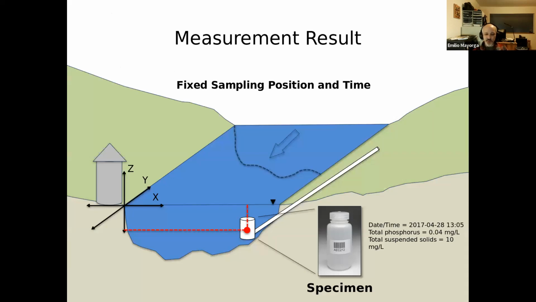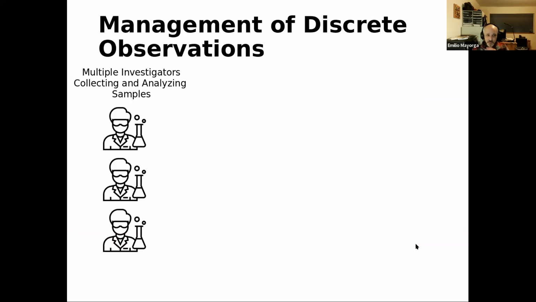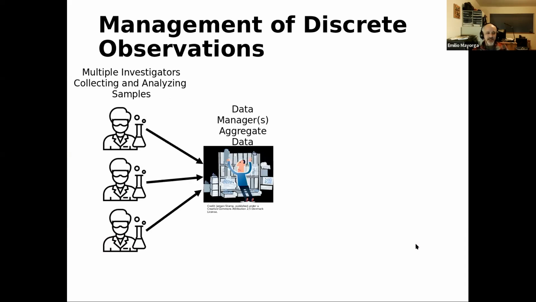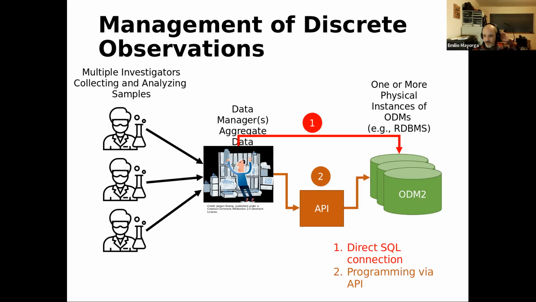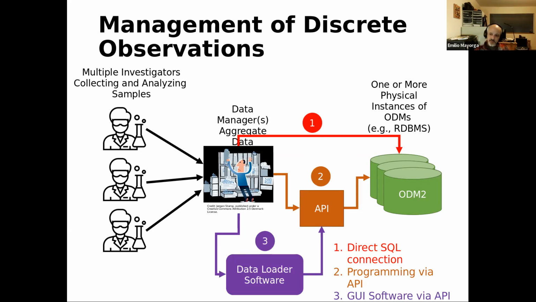So to continue that example, for a fixed site, we may collect a specimen, a water bottle in this case, and we need to know the time, and eventually we'll have results, the actual thing we're interested in, or variable. And the data entry might look like this. Multiple investigators may be collecting and analyzing samples that are part of your team. A data manager, depending on the size of your team, may work with those investigators to aggregate the data. And with ODM2, you may use a direct SQL connection to load the data, or at a slightly higher level, the API that we developed, or this data loader that we developed at some point. So in other words, there are multiple ways of entering the data into a database.